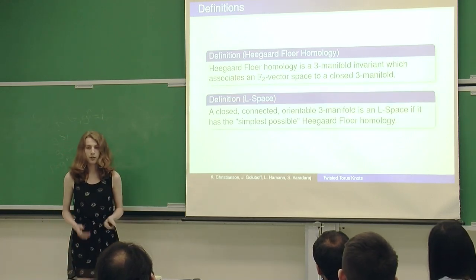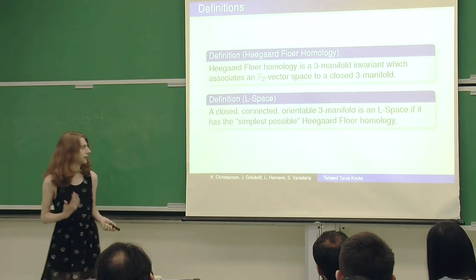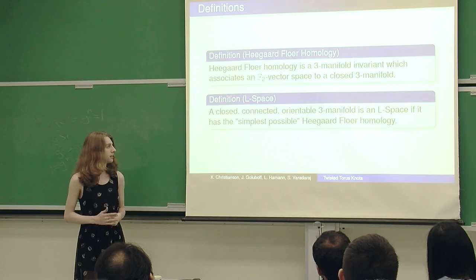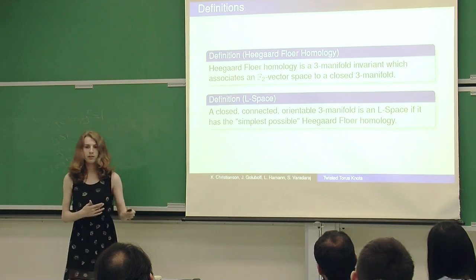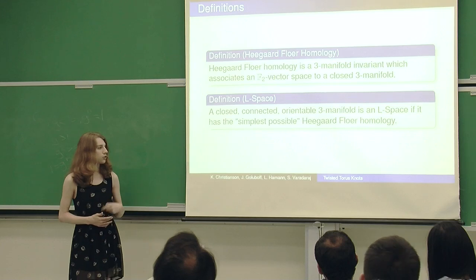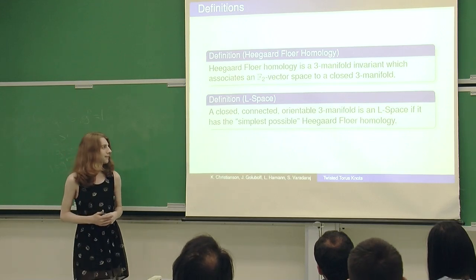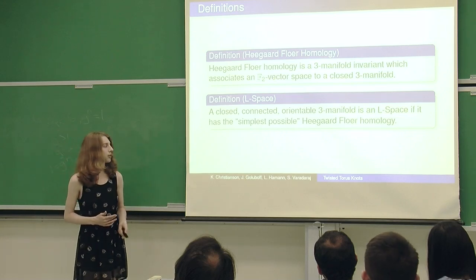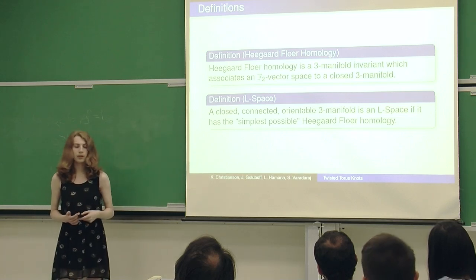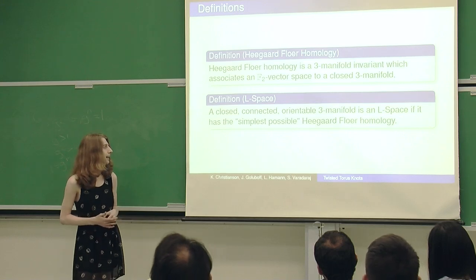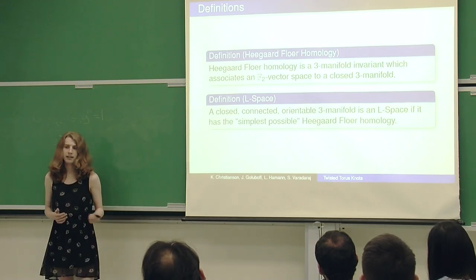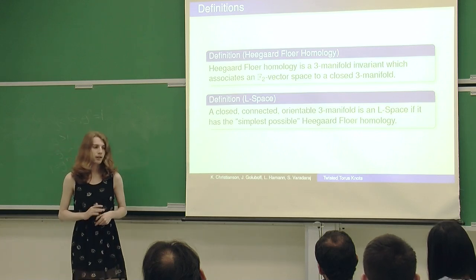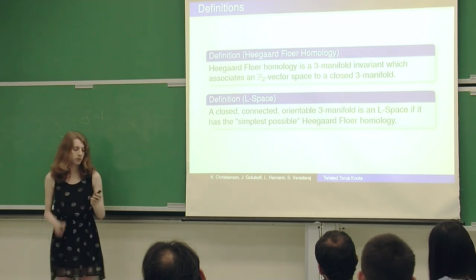Now we're going to talk about the Heegaard Floer homology. If you're familiar with algebraic topology, you might suspect that this homology would associate a vector space or a sequence of graded groups to some kind of topological space. In this case, we're interested in 3-manifolds as our topological spaces, and the Heegaard Floer homology will associate a vector space with coefficients in F2 or Z mod 2. And so we say that a closed connected orientable 3-manifold is an L-space if it has the simplest possible Heegaard Floer homology.